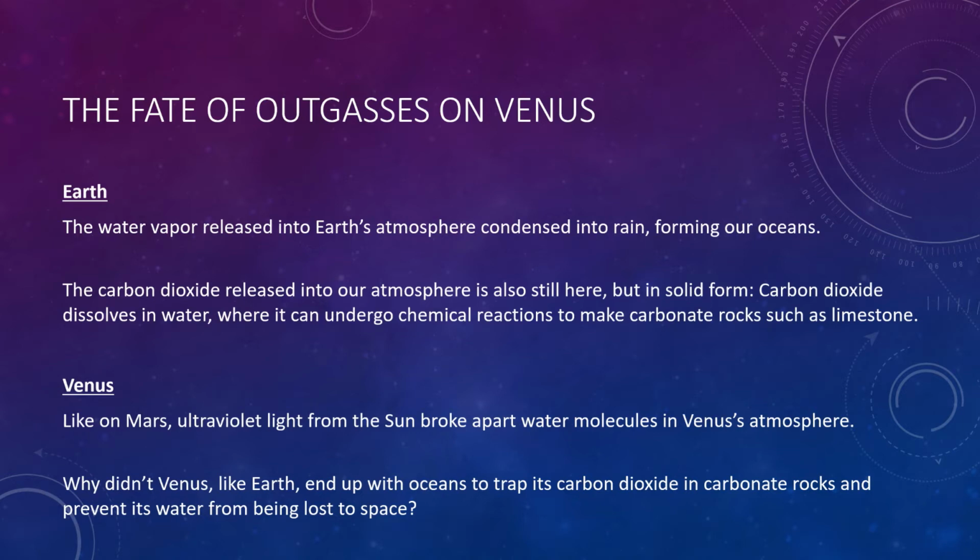Of course, Venus could have lost all this water only if it had been in the atmosphere as water vapor, where ultraviolet light could break the molecules apart, rather than in liquid oceans like the water here on Earth. Our quest to understand Venus's high temperature therefore leads to one more question. Why didn't Venus, like Earth, end up with oceans to trap its carbon dioxide into carbonate rocks and prevent its water from being lost into space?